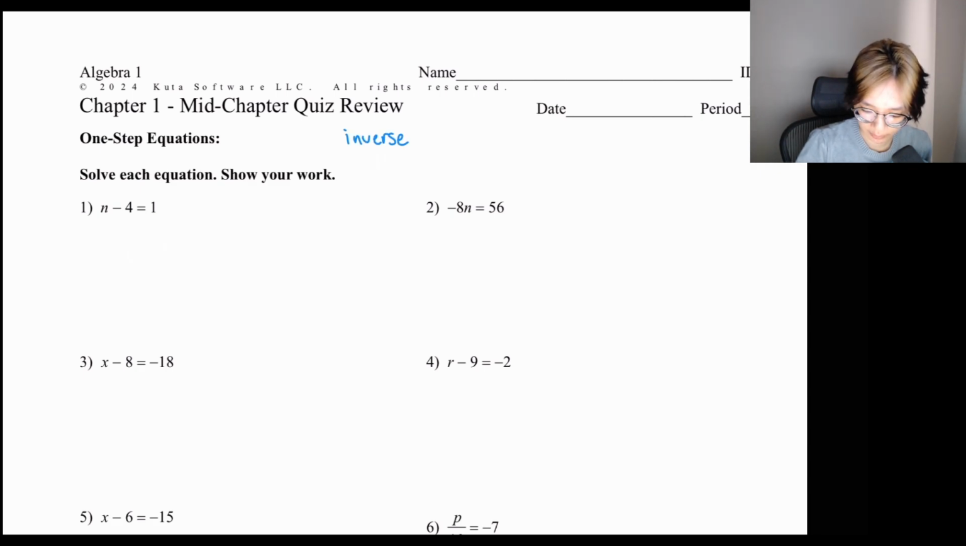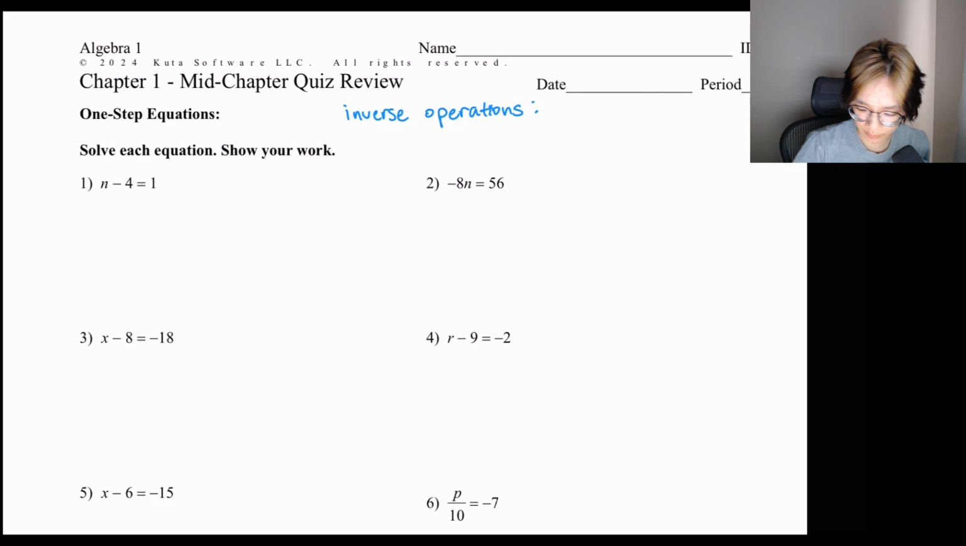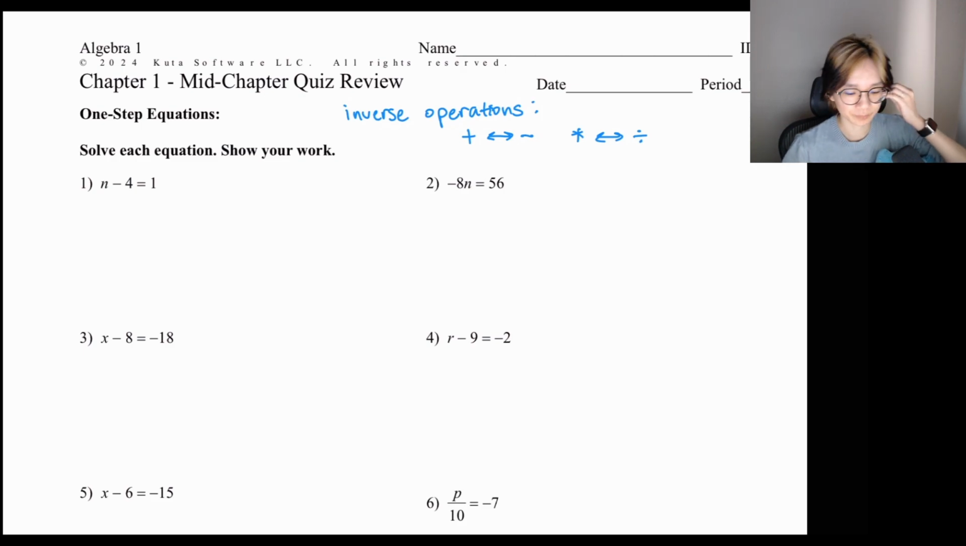If you think you won't remember the entire time, you can at least write it right at the top of your quiz, top of your paper, whatever. So inverse operations: addition is the opposite or the inverse of subtraction and vice versa. And multiplication is the inverse of division and vice versa.